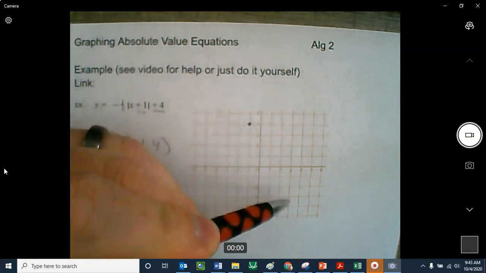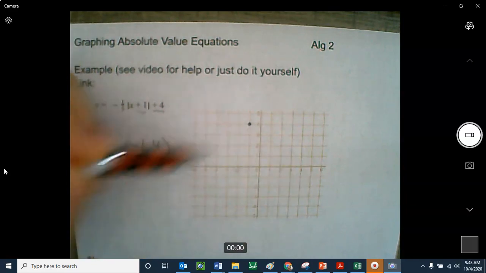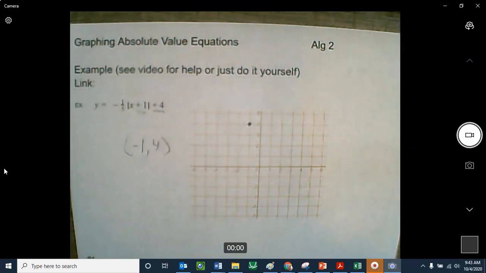It's going to be an upside down V here. How wide are we going to make it? Hopefully we remember if it's 1/5, it's going to be wider than normal, right? If it's a value between 0 and 1, then it's going to be wider than normal. But I can just treat this 1/5 as my slope.